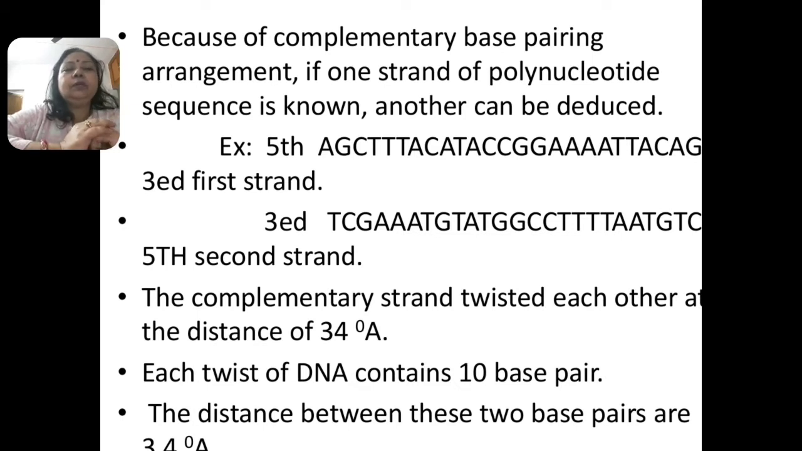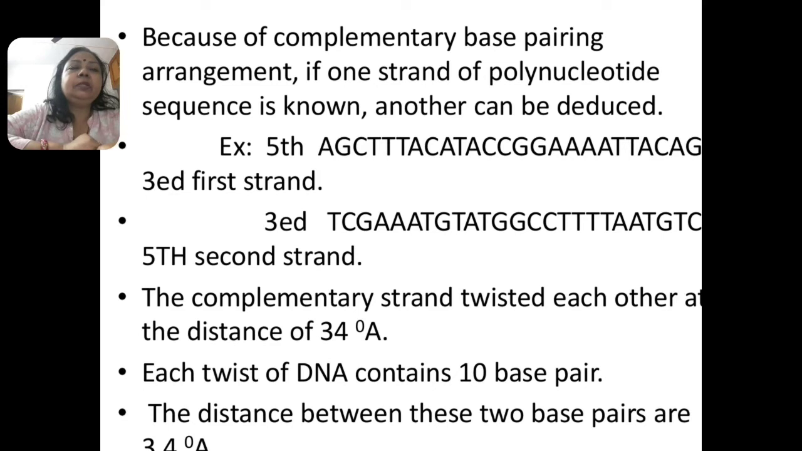For example, if we are going from the 5' end to the 3' end, look at the sequence A, G, T, T, T, A, C, A, T, A, C, C, G, G, A four times, then T, T, and so on. Then the other strand has the opposite base pairs. For example, in the position of adenine there is a thymine. In the position of guanine there is a cytosine.